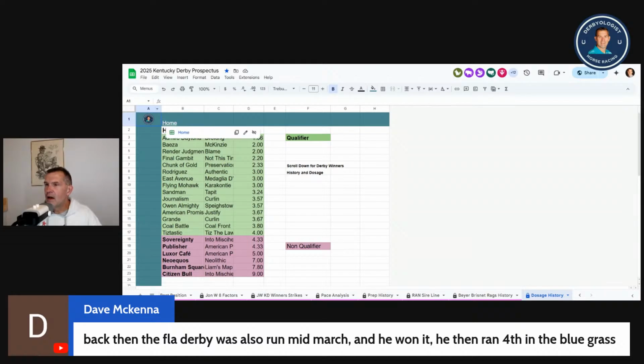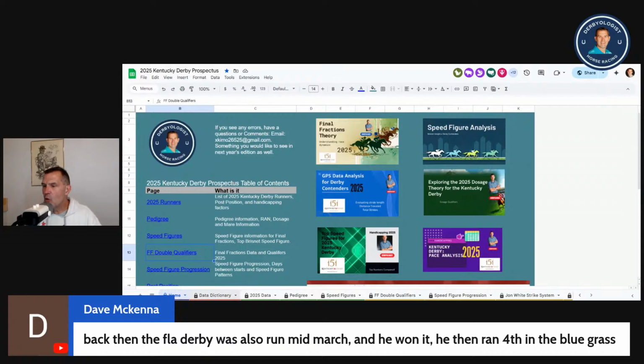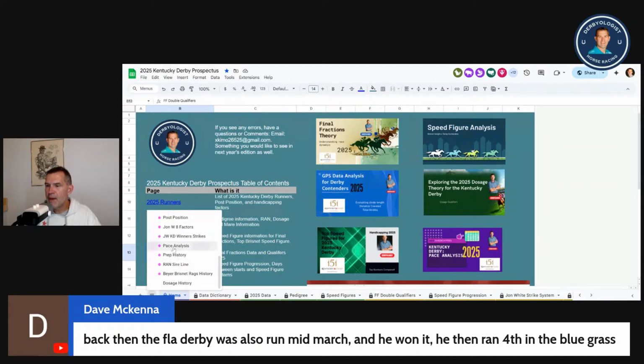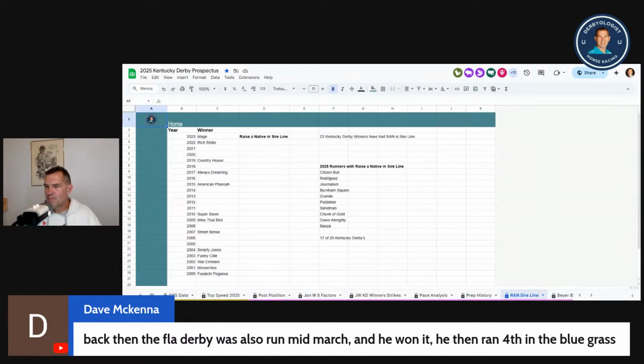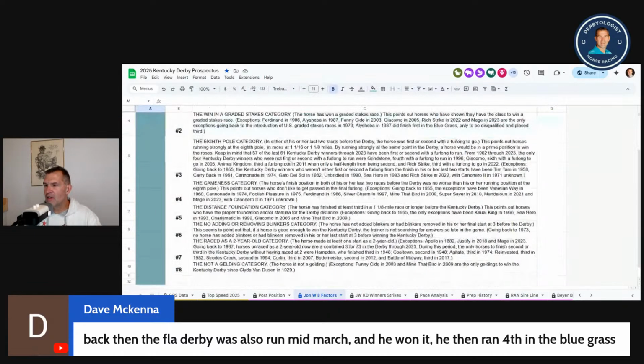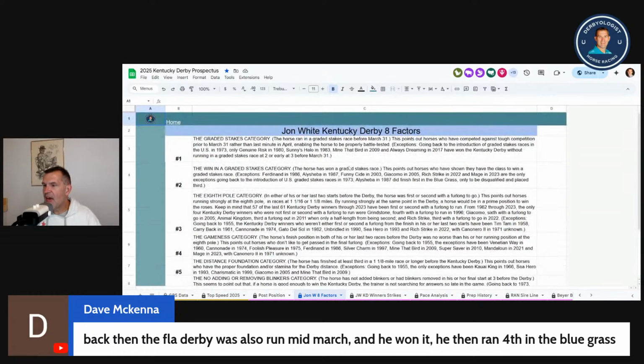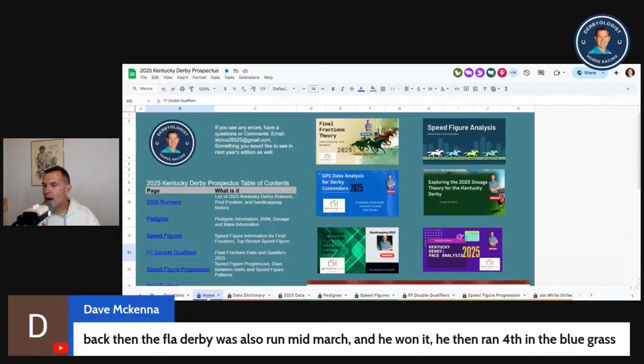Again, you can hit the home button on any of these to go back to the home page. And then if you have any questions over the next few days, this is another thing in Google Sheets. If you click on this little bar here, you can also pick any page. So if you want to see pace analysis, if you want to see the Run Sire line, if you want to look for the John White 8 factors, you can see all of the factors for the John White. And so there's that. And then I did put a page for questions, or you can email me as well. I will be updating this sheet, and I put my email address on the home page.